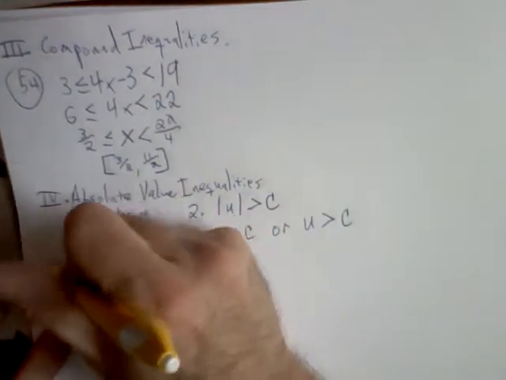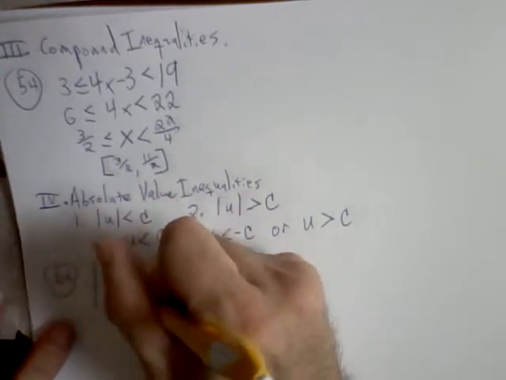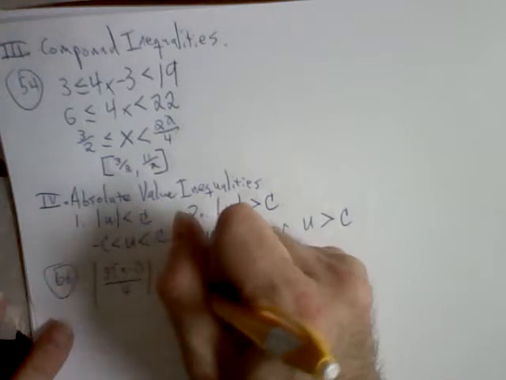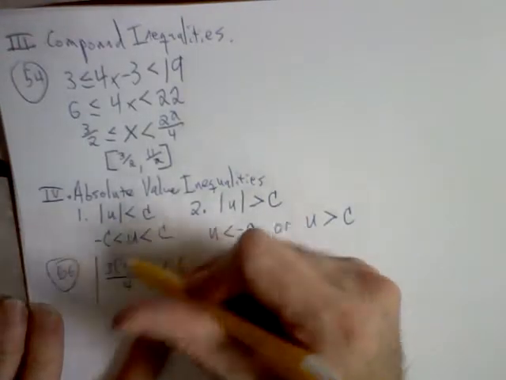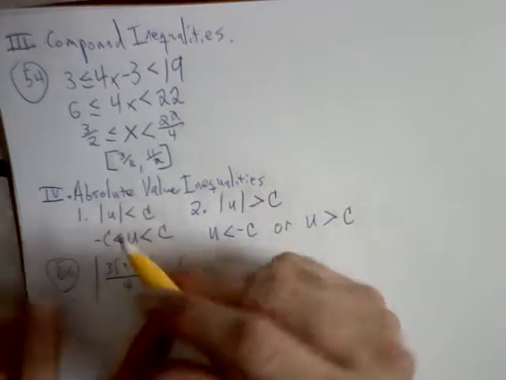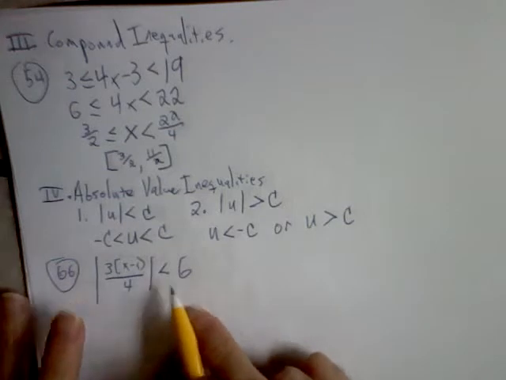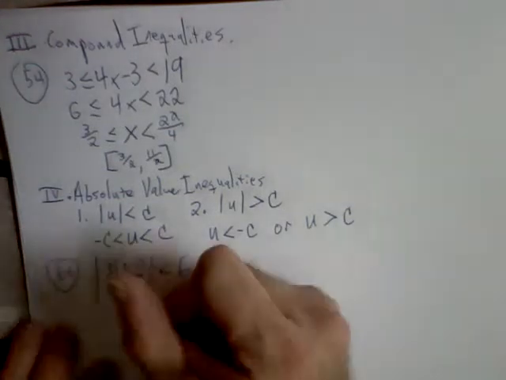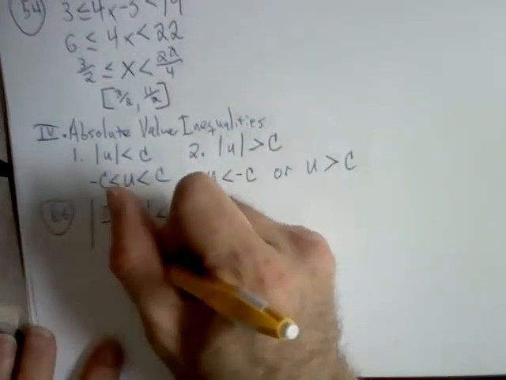Okay, so let's look at number 66. We have the absolute value of 3 times x minus 1 all over 4 less than 6. Okay, so the absolute value is isolated. Sometimes we'll have to isolate this thing, and then we can do the process. But let's just take one thing at a time, I suppose. All right, so I drop the absolute value.